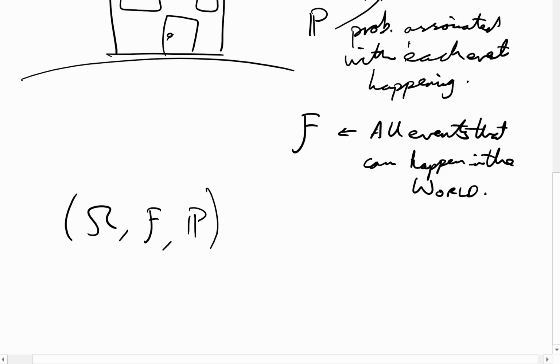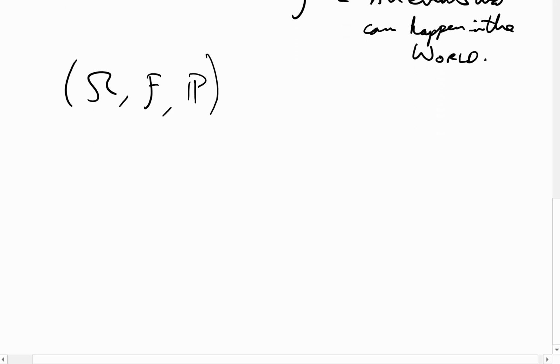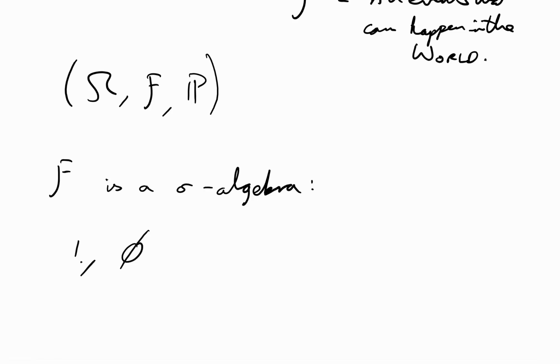So basically what we can say is that F, which is all of the events that can happen in the world, is a Sigma-Algebra. And we can define it as follows. We can define it using stochastic processes. They come from probability, which is why it's called a Sigma-Algebra.